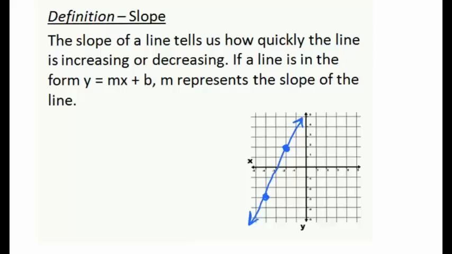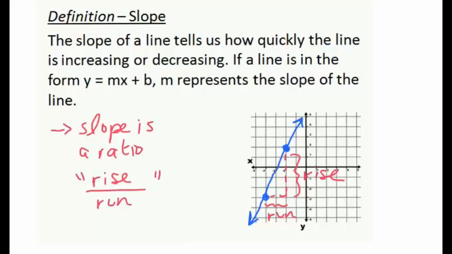Now the slope of a line tells us how quickly the line is either increasing or decreasing. If our line is of the form y equals mx plus b, then this value in front of the x, which is m, is going to represent the slope of our line. Now, when we say slope, we generally want to talk about the ratio of how fast the line is moving in the upwards or downwards direction, which is sometimes called the rise, to how much the line is moving in the left or right direction, which is sometimes called the run.